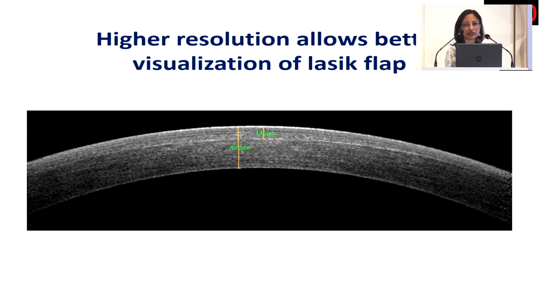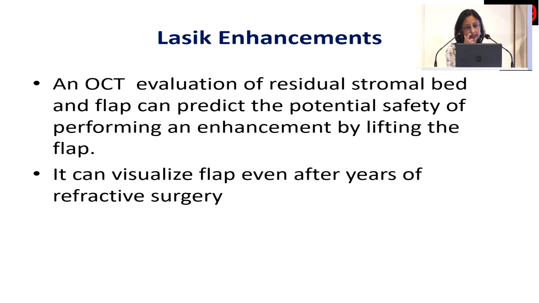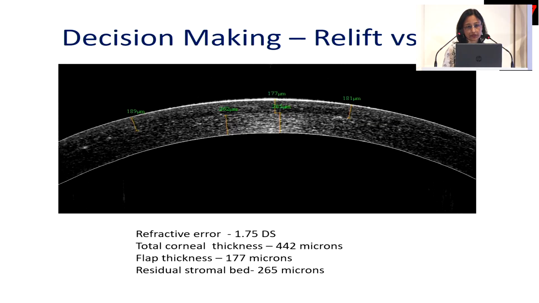Now, in post-refractive surgery, even the whole extent of the flap is very clearly visible on high-resolution OCT even after years of surgery, and this feature is very useful when we plan LASIK enhancements. For example, this patient came to us 10 years after the primary LASIK surgery with a refractive error of -1.75 diopter spherical, and the patient wanted resurgery. Now, to plan the resurgery, we need to know how much residual stromal bed thickness is there, whether that allows us to treat this power or not. The residual stromal bed in this case was just 265, so it's not safe to relift the flap, so we proceeded with the surface ablation.